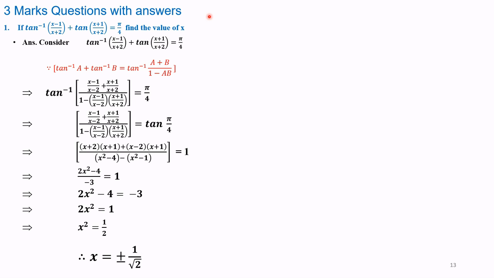Now we will take up the next question. Question number 2. Show that sine inverse of 3 by 5 minus sine inverse of 8 by 17 equals cos inverse of 84 by 85. This is the question. Answer.